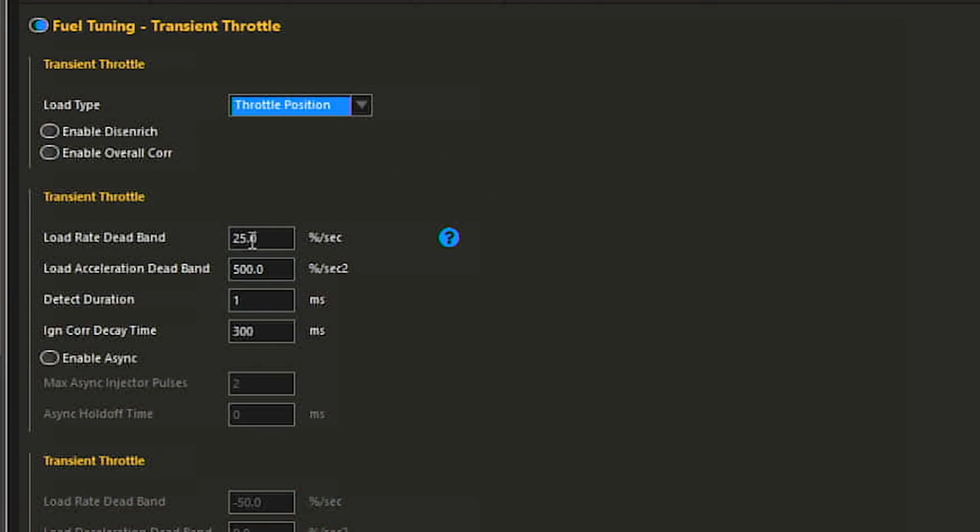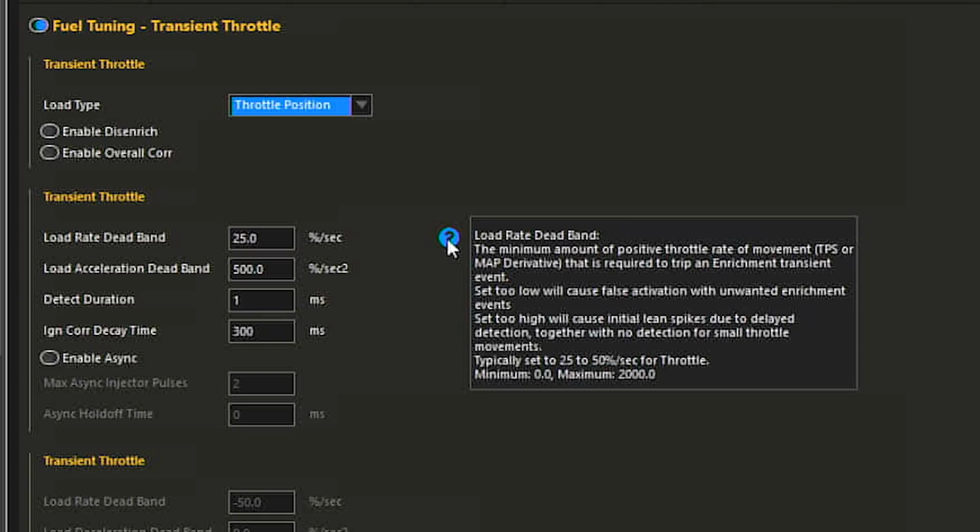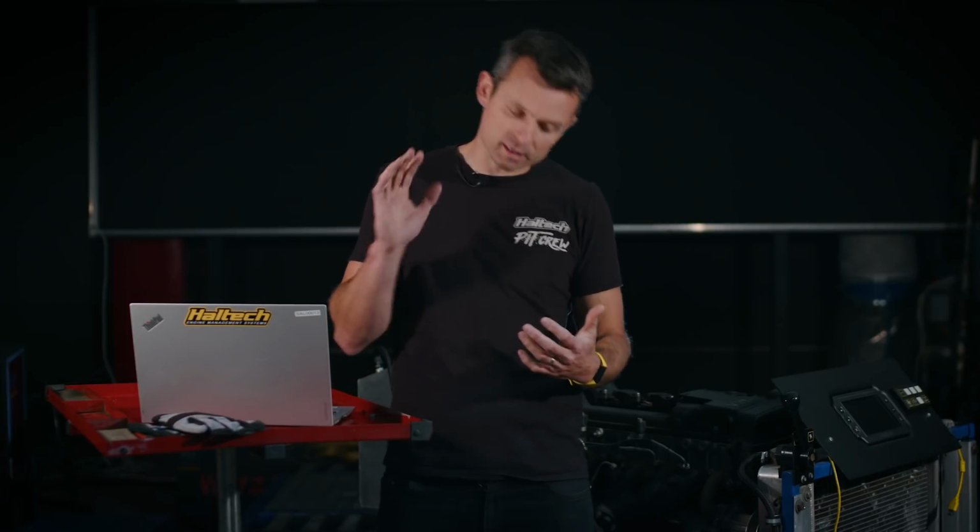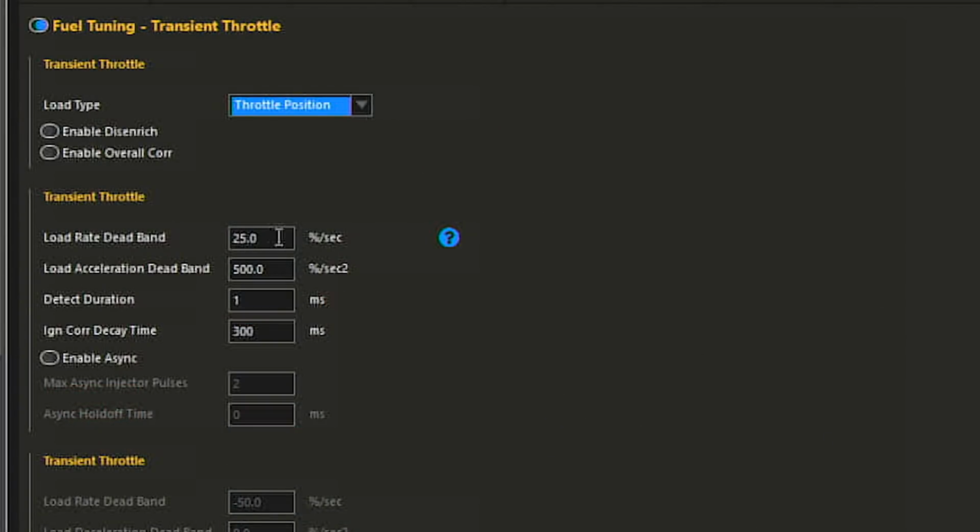The load rate deadband is the speed at which you need to move the throttle before the throttle enrichment is activated. Now remember back to our carby car? It drove fine if you were gentle on the throttle, and it only stumbled when you stabbed that throttle quickly. Well, the same rules apply here, and this is the setting that tells us the throttle movement speed below which no correction is needed.